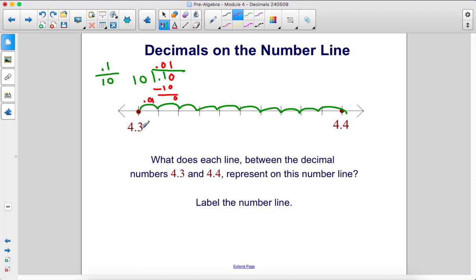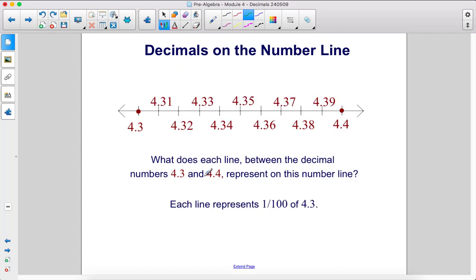So 4.3 plus 0.01 gives us 4.31, 4.32, and so on. Each line represents 1/100th, or 0.01, of 4.3.